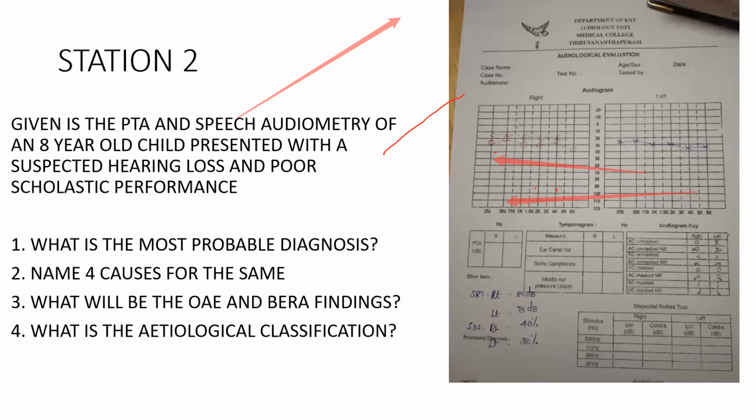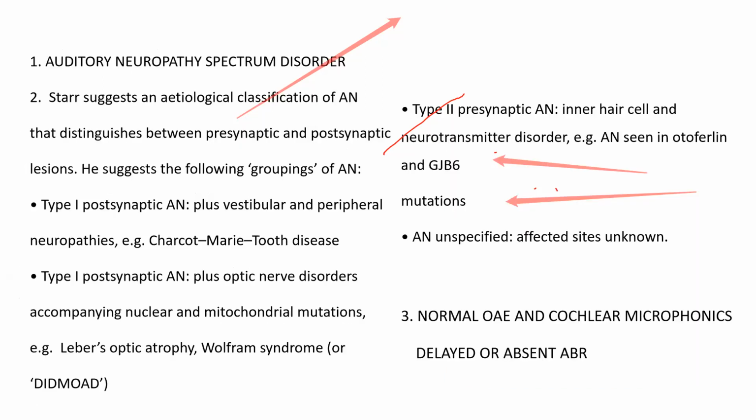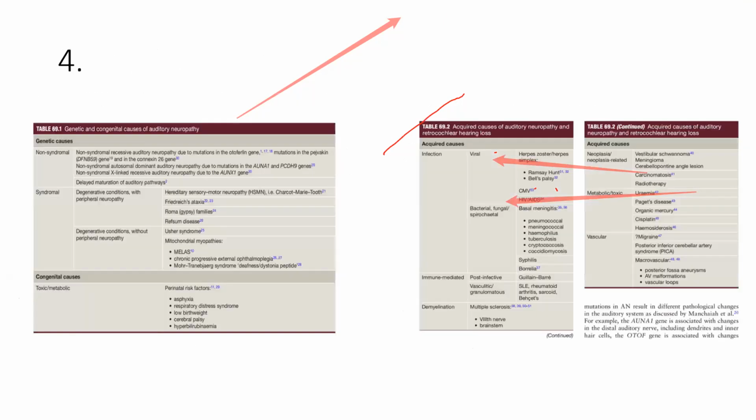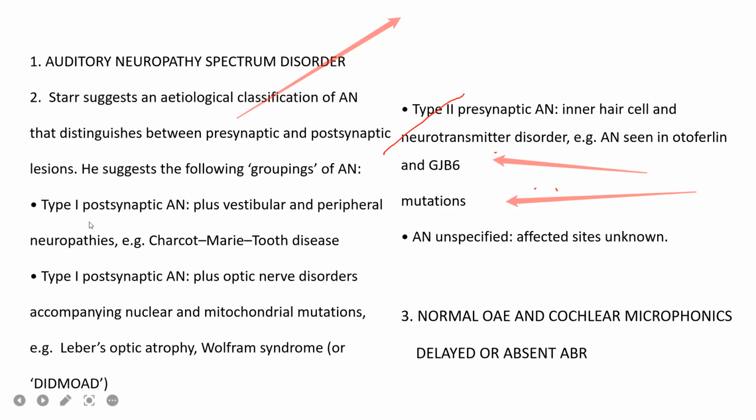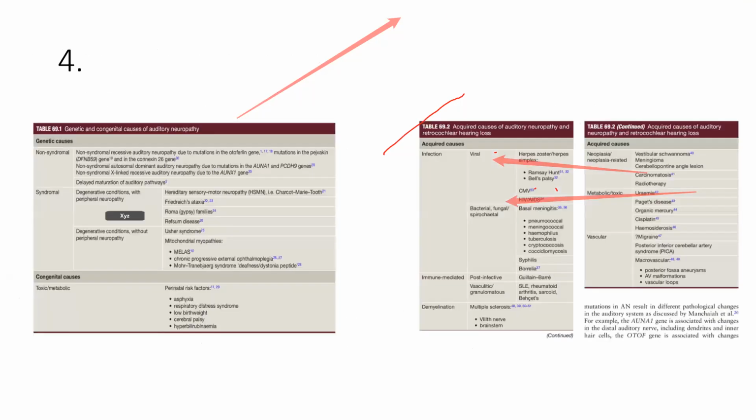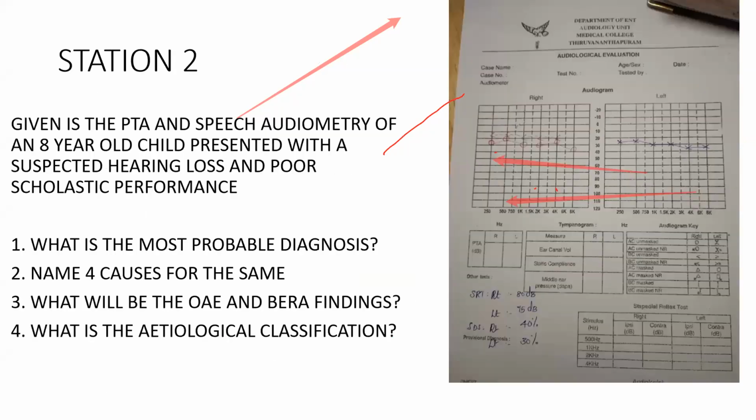So the next question was, name 4 causes for the same. The causes will be shared with you. There is an etiological classification which differentiates into congenital genetic causes and acquired causes. Genetic can be syndromic or non-syndromic. In that classification, everything is there in Scott Brown. You go through that because it takes a lot of time to discuss each and every point, so everything is given as tables in your Scott Brown. You can refer to that.